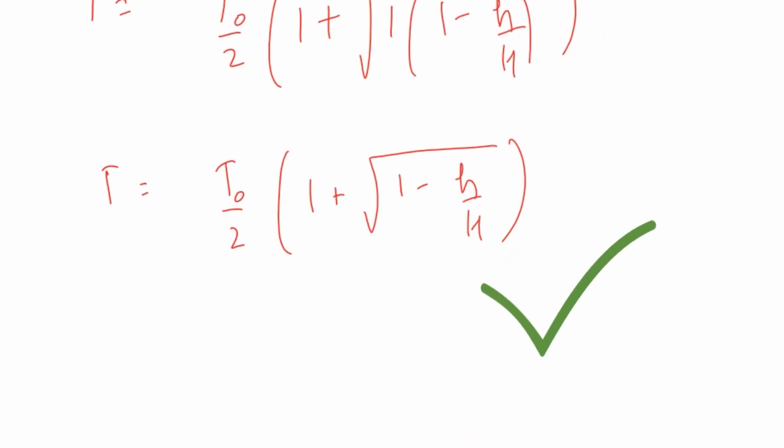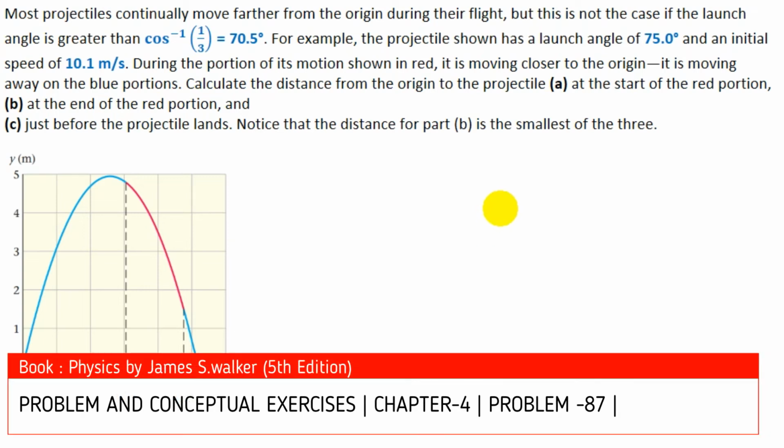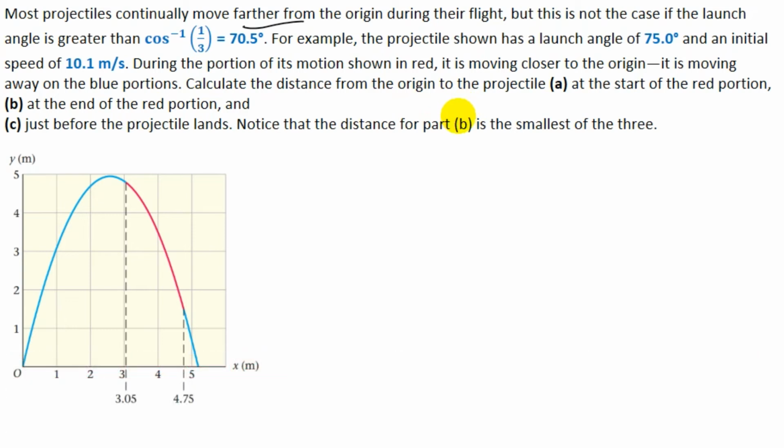Hence, proved. So in this question it says that most projectiles continually move further from the origin during their flight, which is true also, but this statement is not true when the launch angle is greater than 70.5 degrees. Let's take an example to understand this. So they have taken an example that the launch angle is 75 degrees, which is greater than this value, and the initial speed v0 we have is 10.01 meter per second, and we are given this graph.